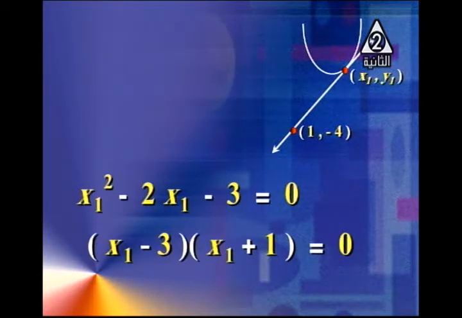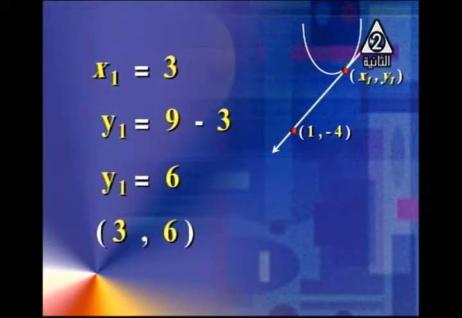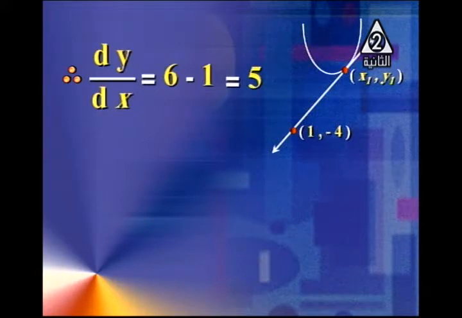Then each bracket equals 0. Therefore, x1 equals 3, and by substituting in the equation for y1, we find y equals 9 minus 3 equals 6. This point is (3, 6). Remember, we have dy by dx equals 6 minus 1 equals 5.